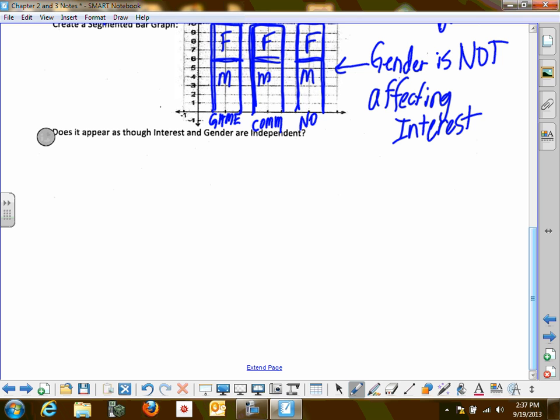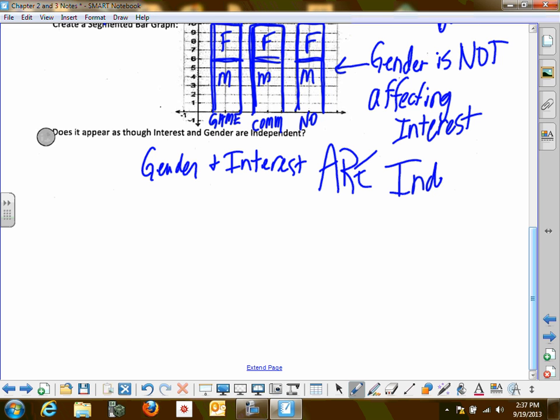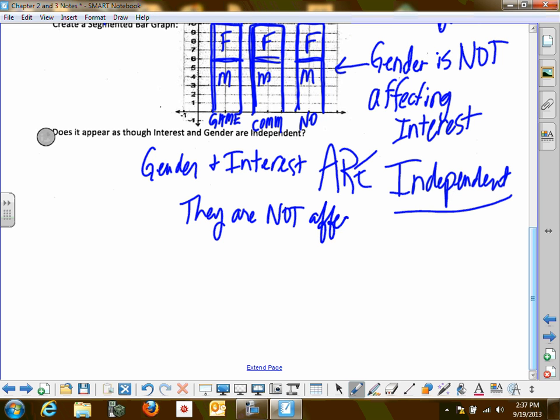So if gender is not having an effect on what they are choosing, then gender and interest are independent of each other. Gender and interest are independent. Because they are not affecting each other. They are not affecting each other. So they are independent of each other.